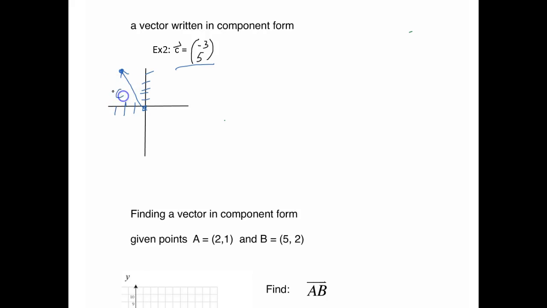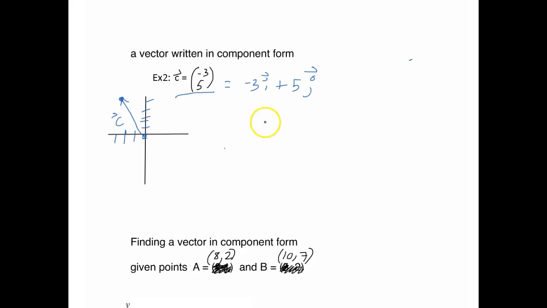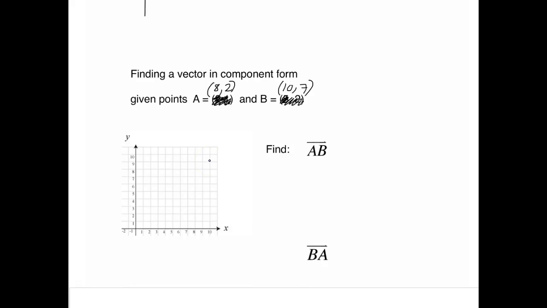And that's vector C. That's how easy it is. Now remember, they could also write it like this: -3i plus 5j. That's if they want to write it in unit vector form. But that's it. Okay, next let's do a top problem you're going to see a lot in this class.